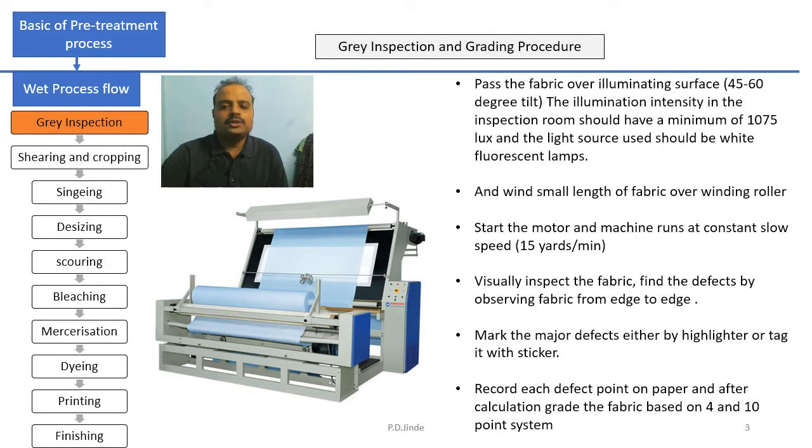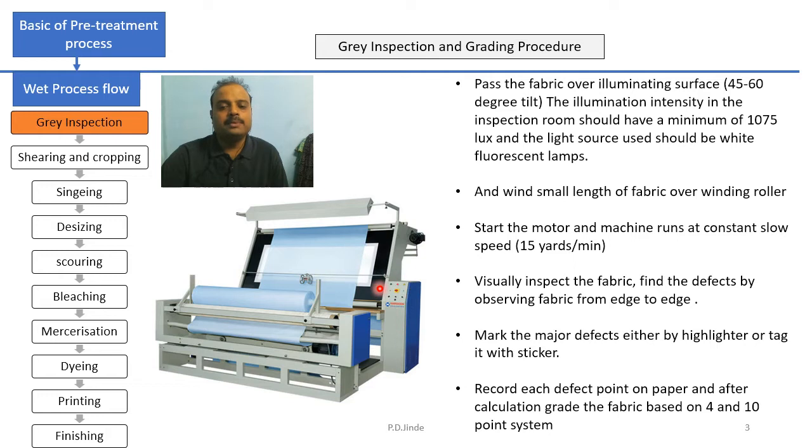Record each defect point on paper and calculate the grade based on the grading point system. As I told you earlier, if this is a 40-yard fabric length, the operator observes the fabric continuously for the complete 40 yards, and when he finds defects, he tags the defect and notes down the defect points based on the intensity of the defect on a separate paper.